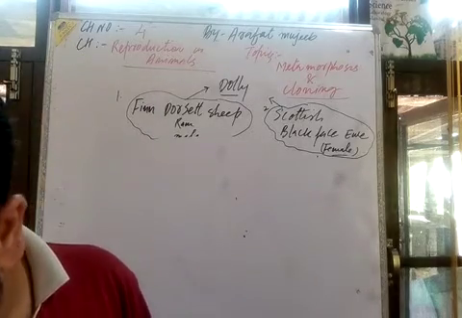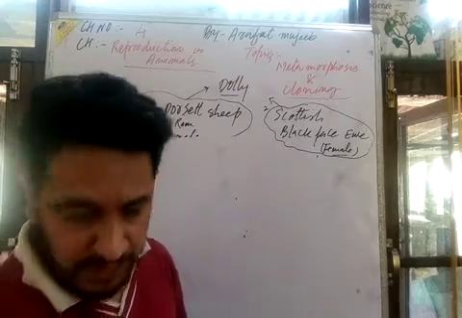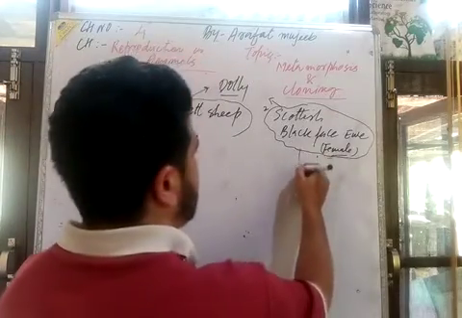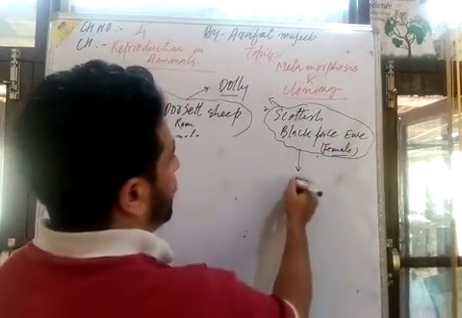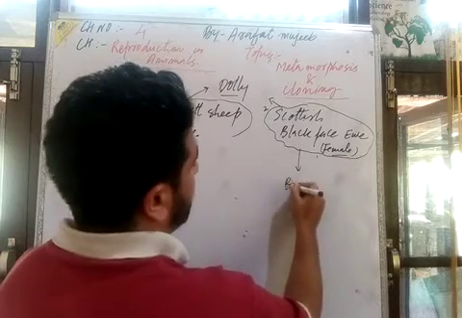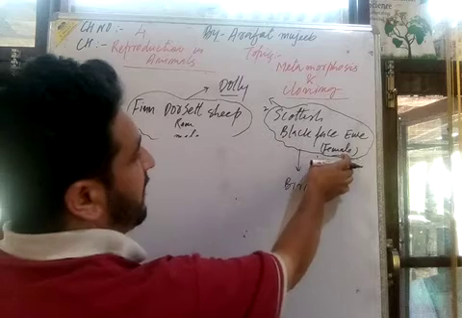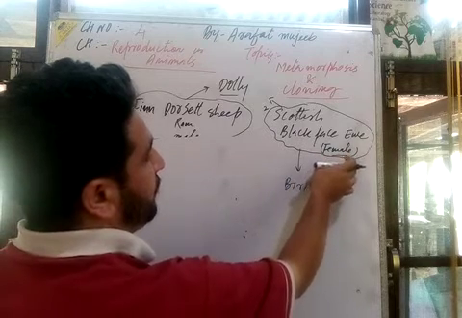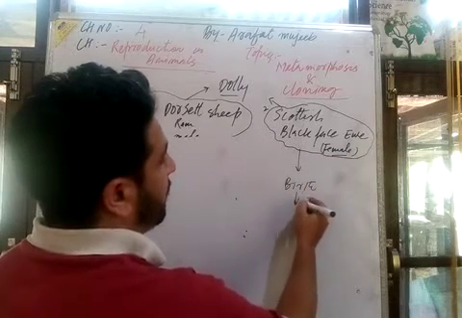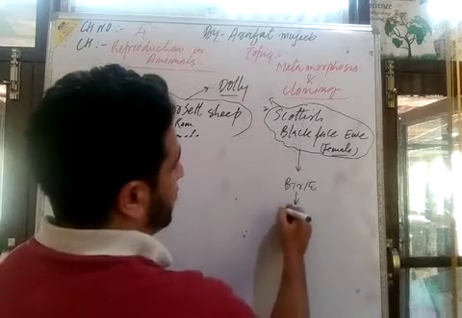Now in this way there is a successful development. When there is a proper development of the egg in her reproductive tract, in the uterus, it is successfully developed, and then the birth of Dolly takes place.